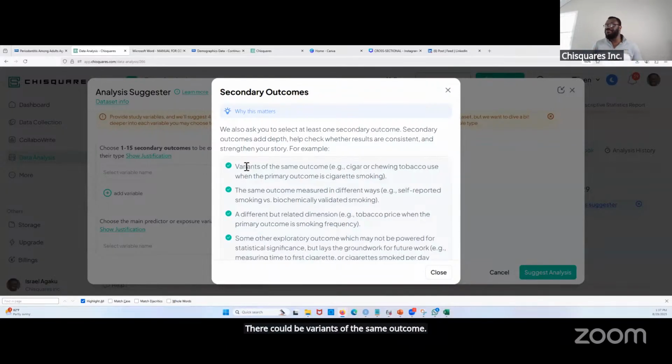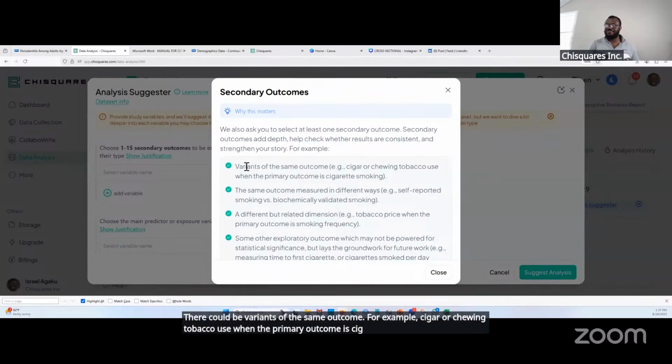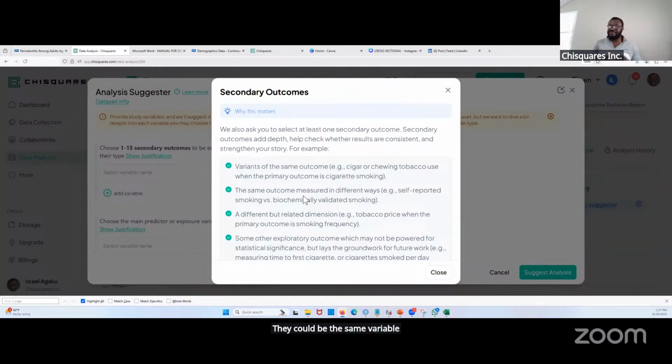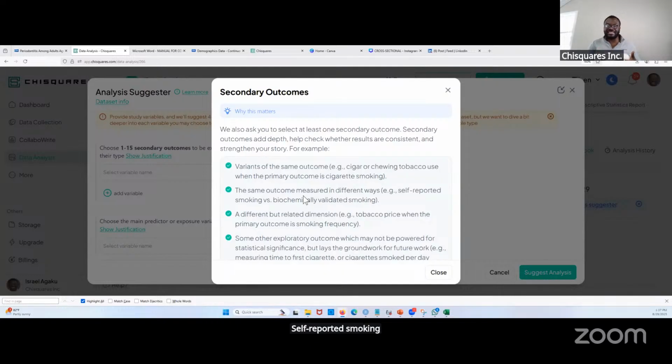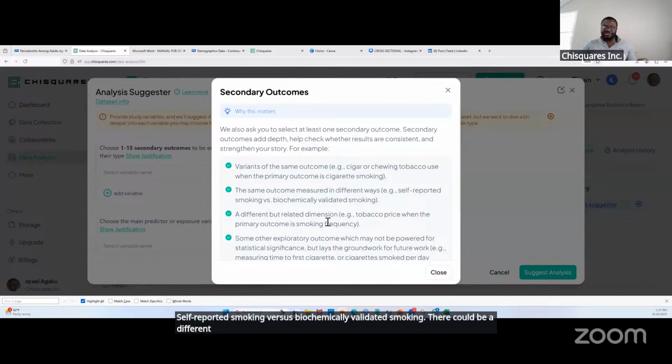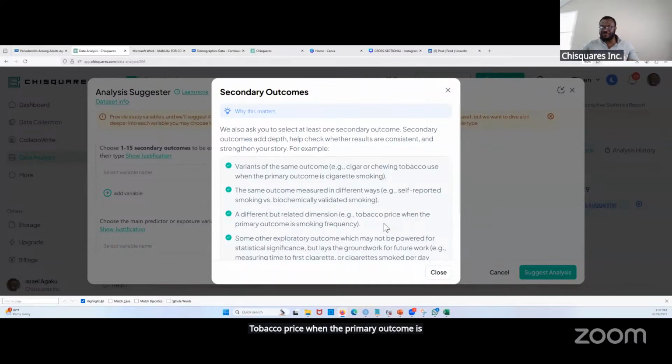For example, cigar or chewing tobacco use when the primary outcome is cigarette smoking. There could be the same outcome variable measured in different ways. For example, self-reported smoking versus biochemically validated smoking. There could be a different but related dimension. For example, tobacco price when the primary outcome is smoking frequency.